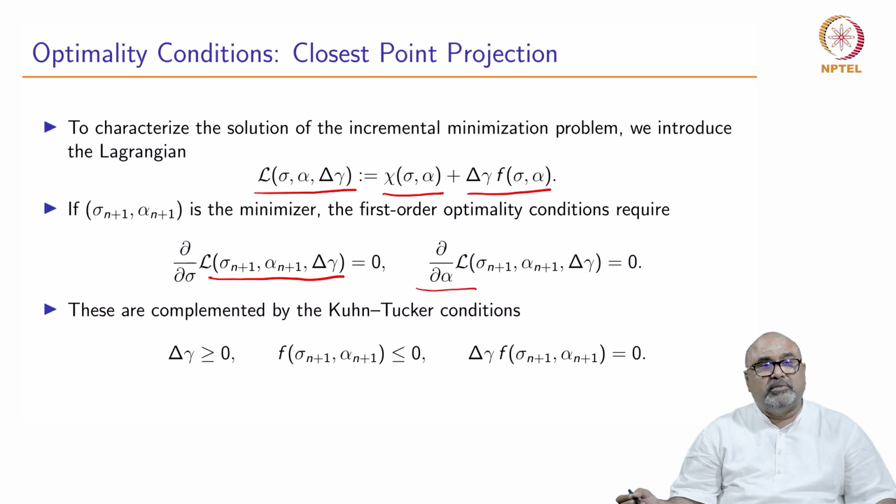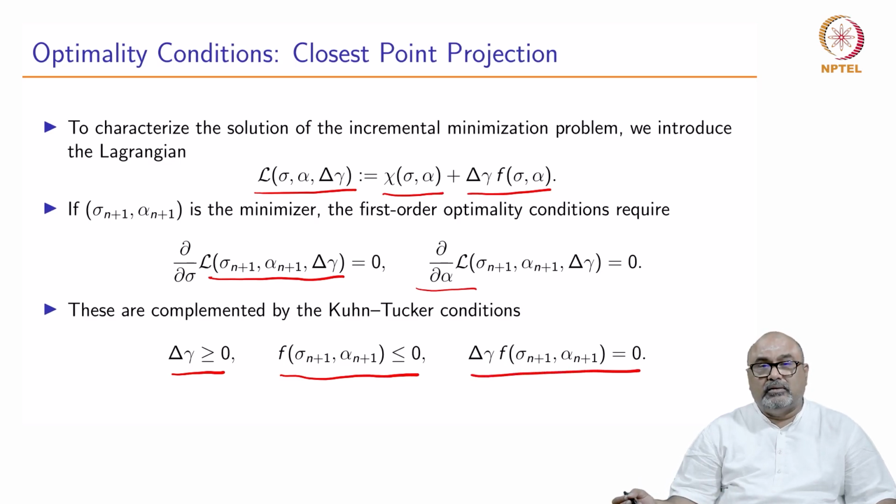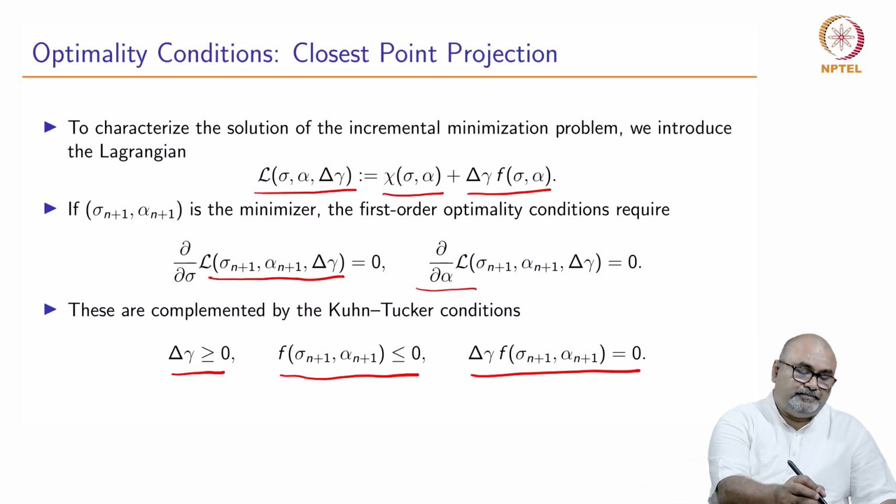So, dou by dou sigma of L must be equal to 0 and dou by dou alpha of L must be equal to 0, and these are complemented by the loading unloading conditions which decide that it is happening during a plastic process. So, delta gamma must be greater than or equal to 0 and f of sigma n plus 1 comma alpha n plus 1 must be less than or equal to 0, and the stress state is always lying on the yield surface. It is the consistency condition which says that delta gamma f of sigma n plus 1 comma alpha n plus 1 equals 0.